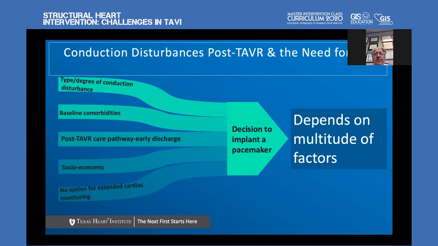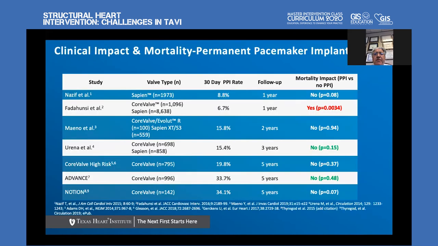Next slide, please. We can see the next slide. Can you see it?